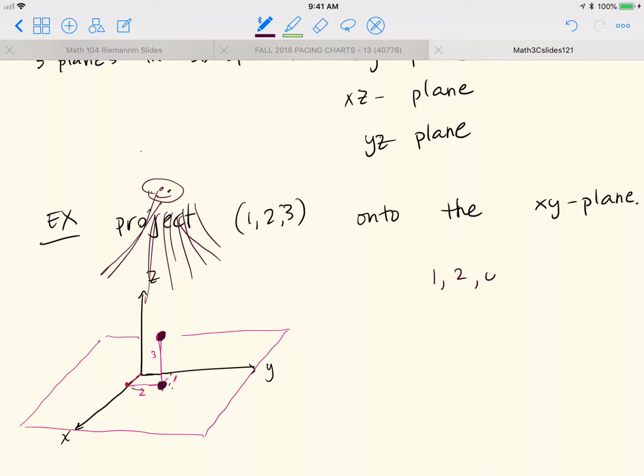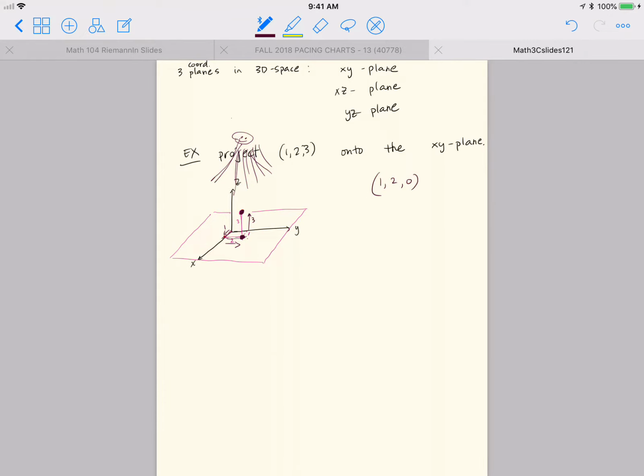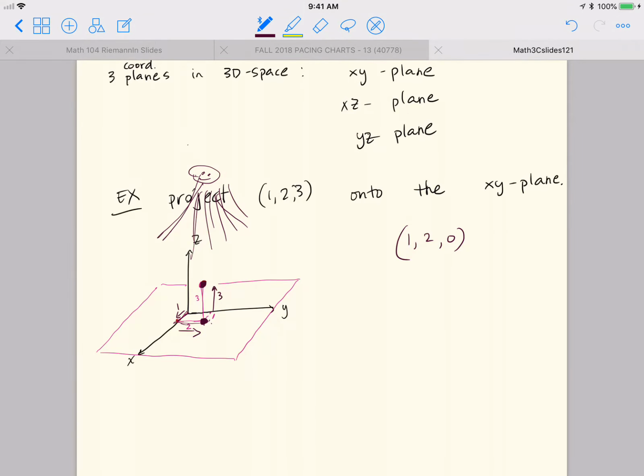So the projection is the point (1, 2, 0). Does that make sense? You're coming forward 1, going to the right 2, and then you were going up 3. But if we project it onto the XY plane, that's the same as coming forward 1, going to the right 2, and not moving at all, so z equals 0. Now what happens if we project (1, 2, 3) onto the XZ plane?